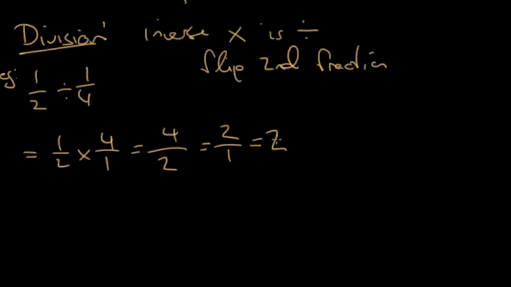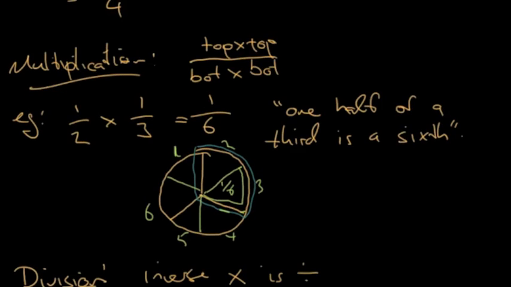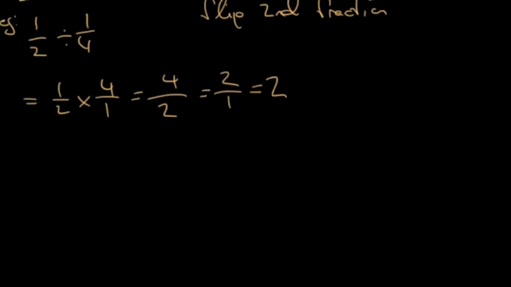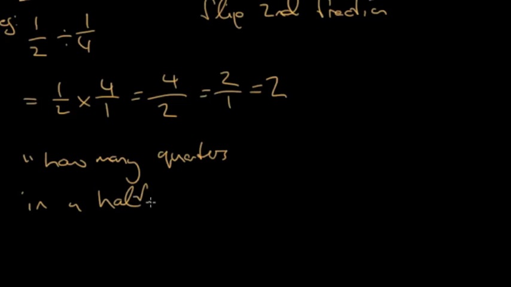But is there a way, in the same way that we said 1/2 of a third is a sixth, that we can talk about this? Well, yeah, there is. What we can say is, how many quarters, that's the second one, are in a half. Just as if you were saying 10 divided by 5, you'd be saying how many 5s are in 10. And if we're saying a half divided by a quarter, we're saying how many quarters are in a half.